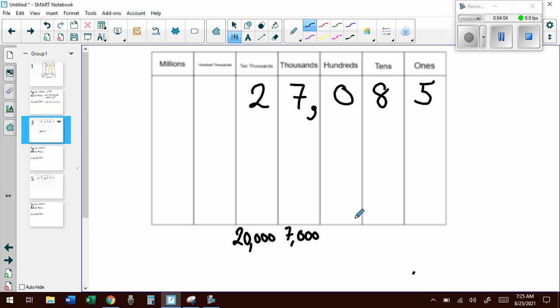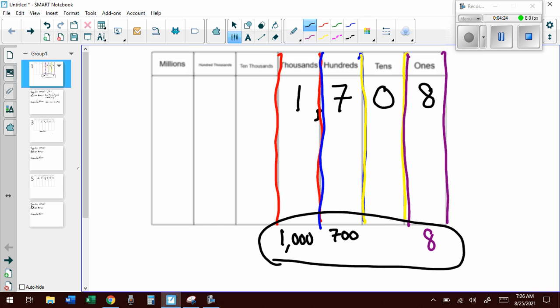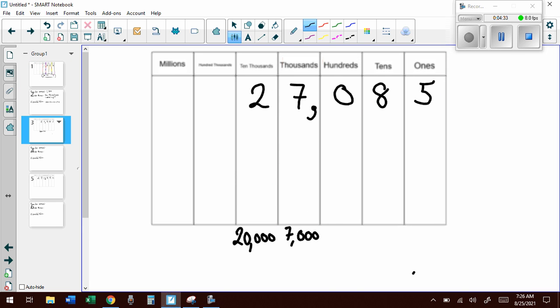Now, the reason that we do not need to show or have a term that represents the hundreds is because 0 stands for nothing. Adding 0 doesn't change the value of the number at all. So think about how you say this number. You don't say twenty-seven thousand zero hundred eighty-five. You just skip over that. And that's the same when you're looking at place values. The 0 comes into play when you write it as a base 10 numeral. We'll go with that in the next slide.